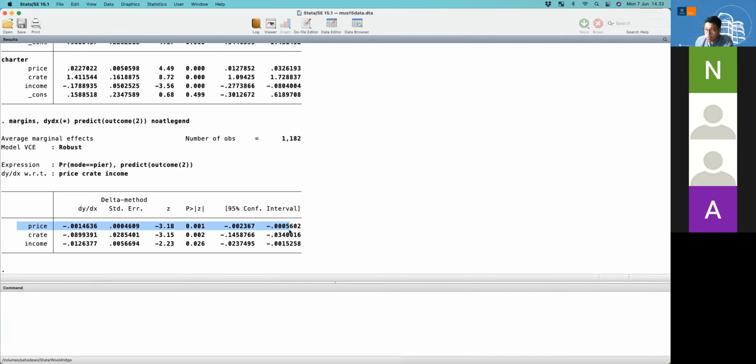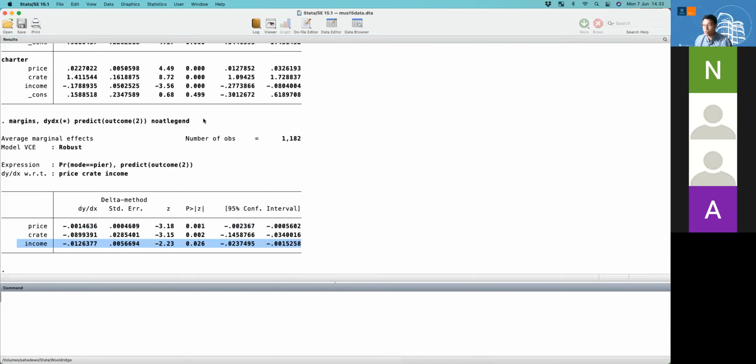Okay, so the higher the price, the lower the likelihood of an individual choosing pier relative to the beach mode. And the higher the catch rate, the lower the probability that the individual is going to choose the pier relative to the base alternative, which is the beach mode. And the higher the income, the less likely the individual will choose the pier mode relative to the beach mode.